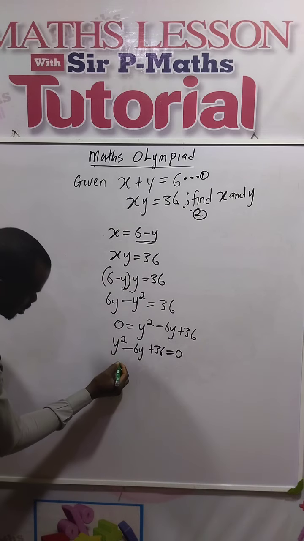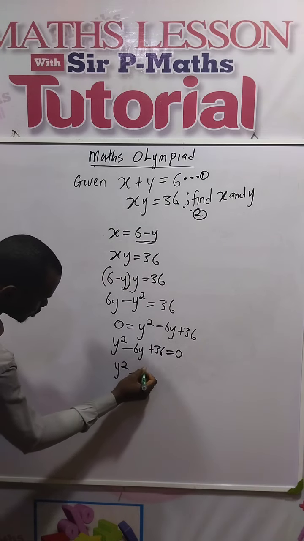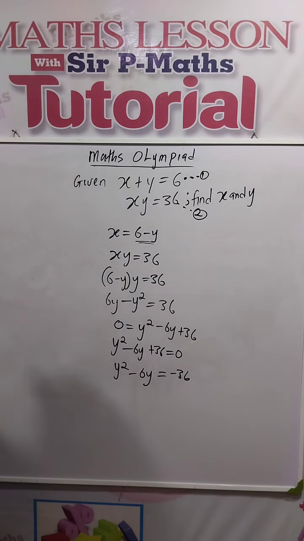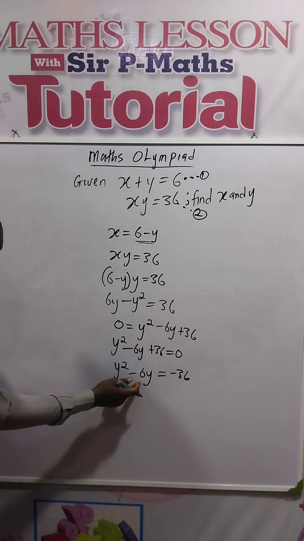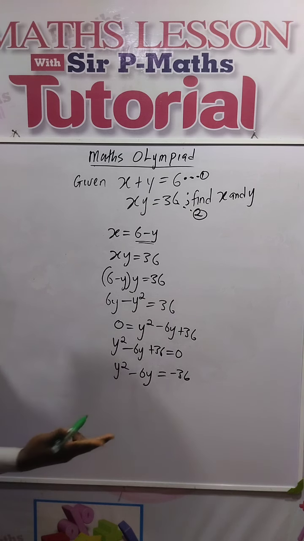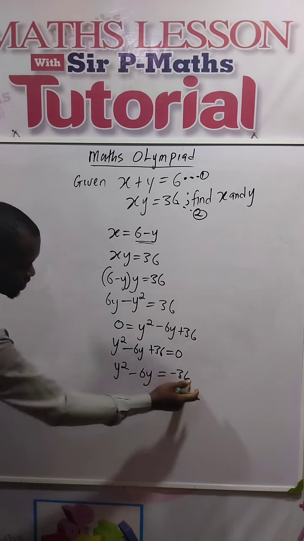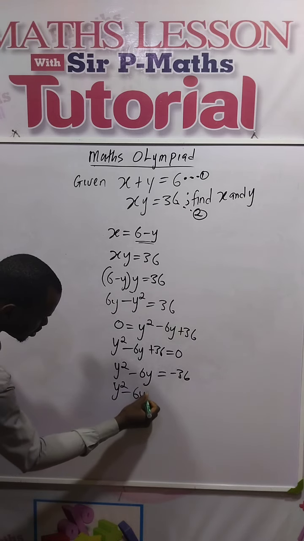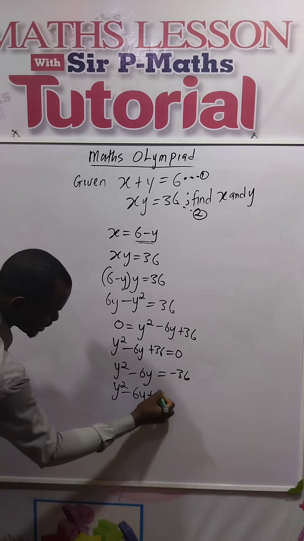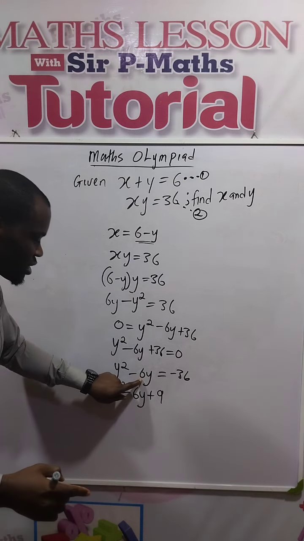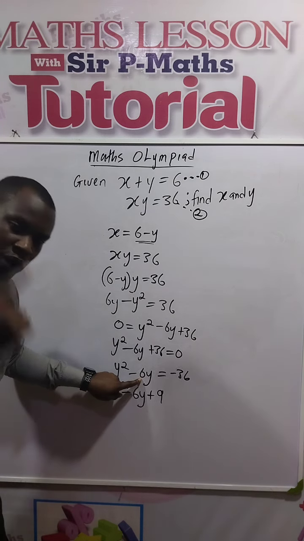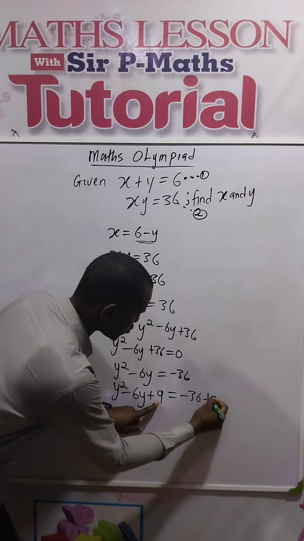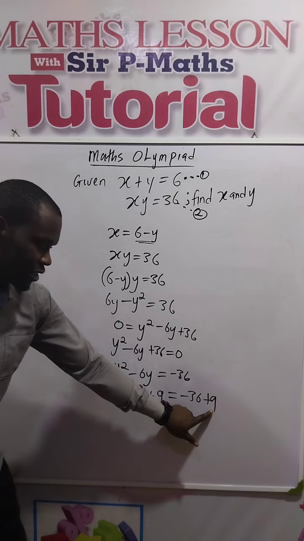Okay, completing the square method. I'll have y squared minus 6y equals minus 36. Now find half of the coefficient of y, which is 3. Square it and add it to both sides of the equation. We'll have y squared minus 6y plus 9. Remember, half of 6 is 3. The square of 3 is 9. So we are adding it to both sides of the equation. I've added 9 here, I've added 9 here.